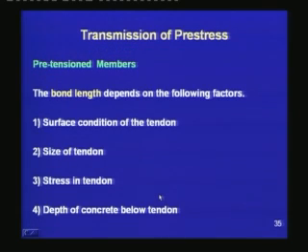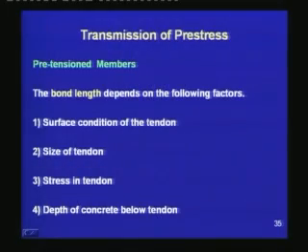Now, the bond length also depends on several factors. First of all, the surface condition of the tendon, similar to what we have seen for the transmission length. Here also we observed that the surface condition influences the bond length. The second factor is the size of the tendon, similar to that we have observed in transmission length. The stress in the tendon, what are the values of FPE and FPU, influences the bond length. Depth of concrete below tendon, that is how much concrete we have, and the more concrete we have, that is better for the development of the stress.